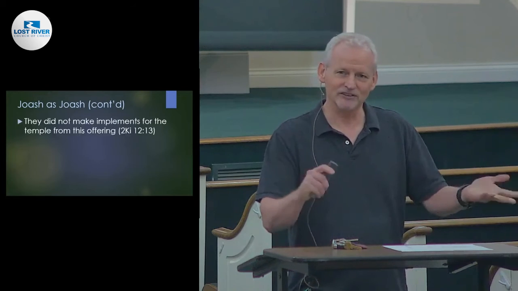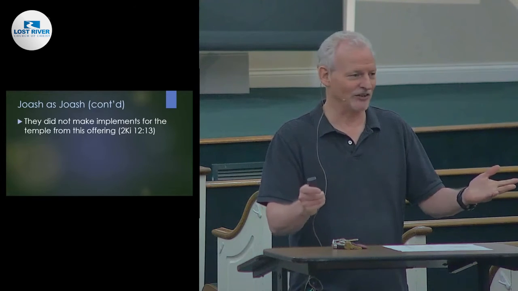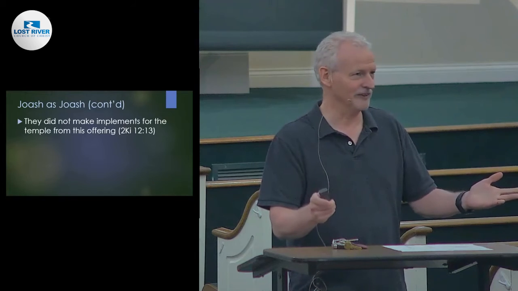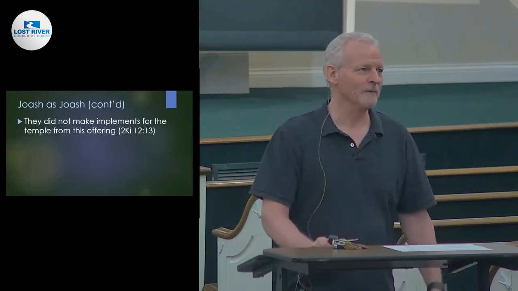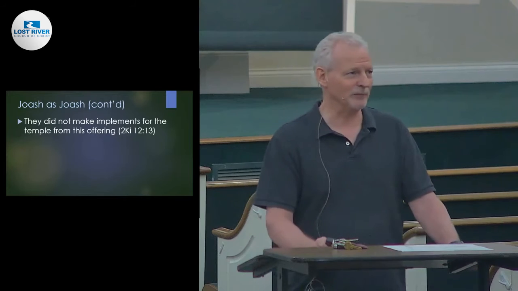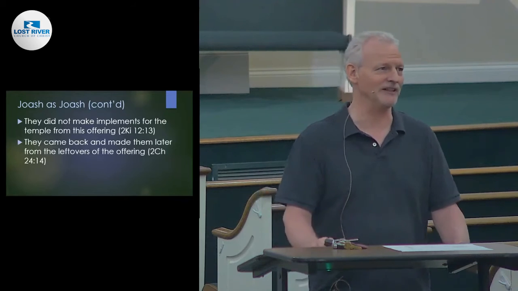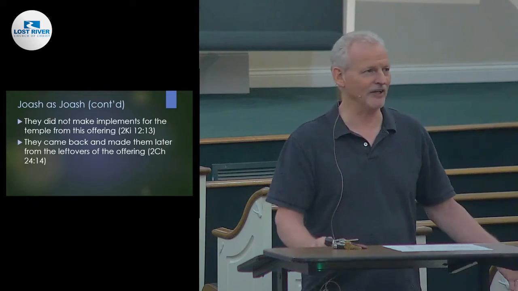So apparently, Jehoiada is now called on the carpet in front of Joash, the king, and that's how you know that now Joash is really acting as king. He's really come into his own and has taken charge of matters. At this point, it says that they did not make implements for the temple from this offering in 2 Kings chapter 12, verse 13. But then in 2 Chronicles 24:14, apparently they came back later and made them from the leftovers of the offering.